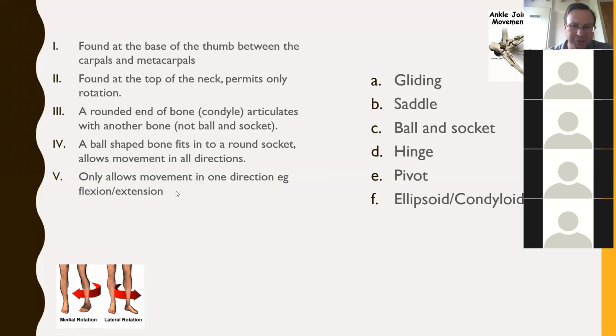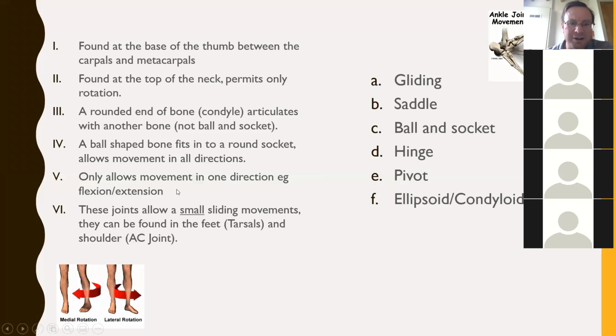Oh, cleared it all. Can be found, these joints allow a small sliding movement. They can be found in the feet, in the tarsals, and shoulder joint at the AC joint. So it was the only one that was left. So that's your gliding joints. Okay, so that's the key synovial joints we'll need to cover.